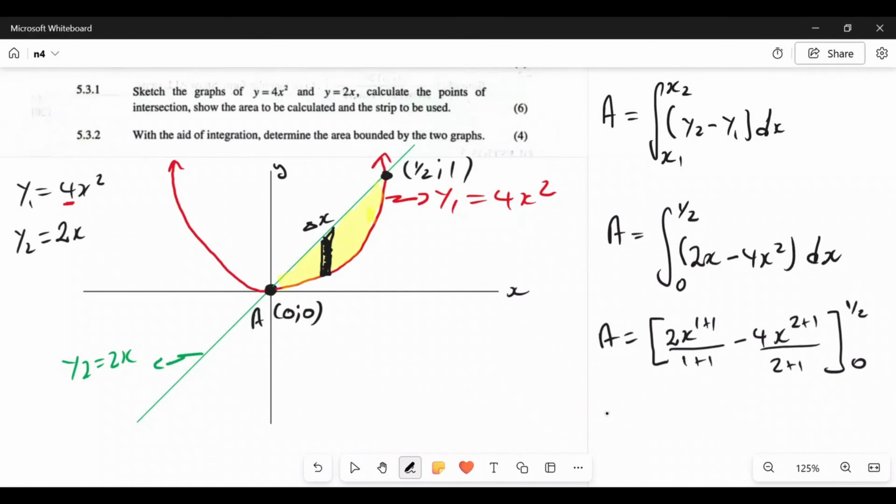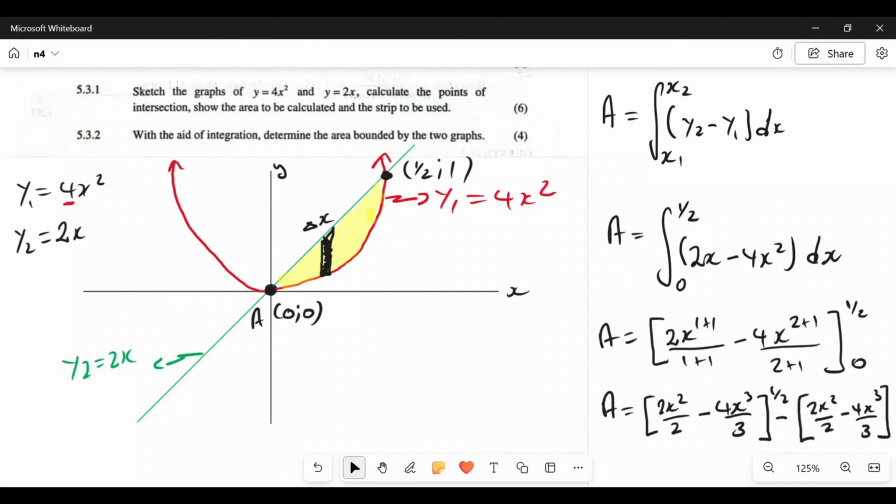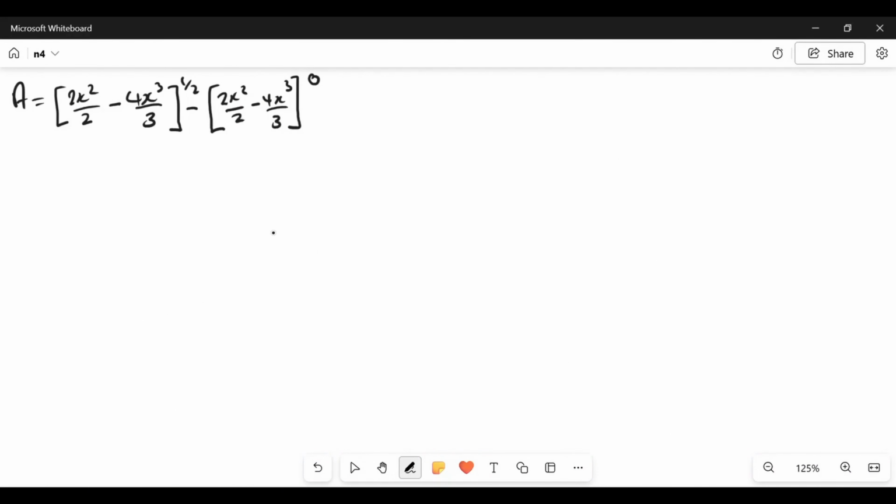Right, so let's continue. Area is going to be equal to, we're going to have the first bracket, which is going to be 2x squared divided by 2, minus 4x cubed divided by 3. Then we close there. So the first bracket is for the upper limit, which is half, minus. Then the very same integral that we got on the first bracket, we're going to write it again. So it's going to be 2x squared divided by 2 minus 4x cubed divided by 3. And then we close the bracket. Let us not forget our lower limit, which is 0.